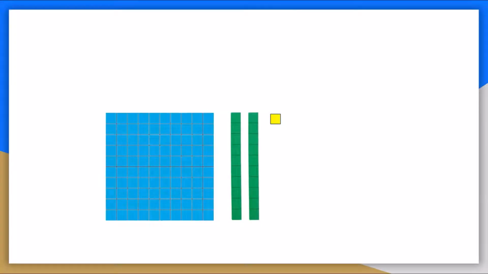Let's practice one together. On this screen, you see the blue piece is the 100 piece. You see two rods, or some people call them the sticks. Those are equal to 10 each, and then the yellow cube is equal to 1. So the number that the student would see quickly is 100 plus 20 plus 1, or 121.